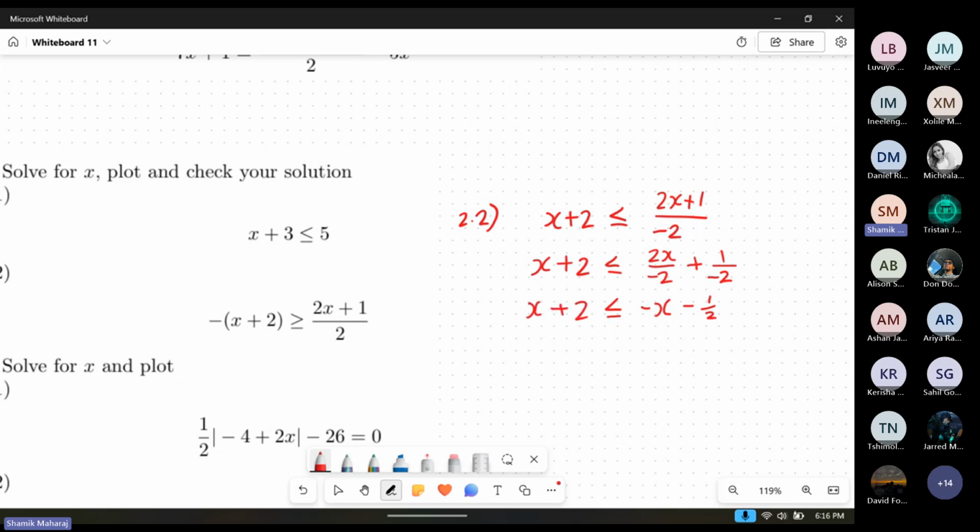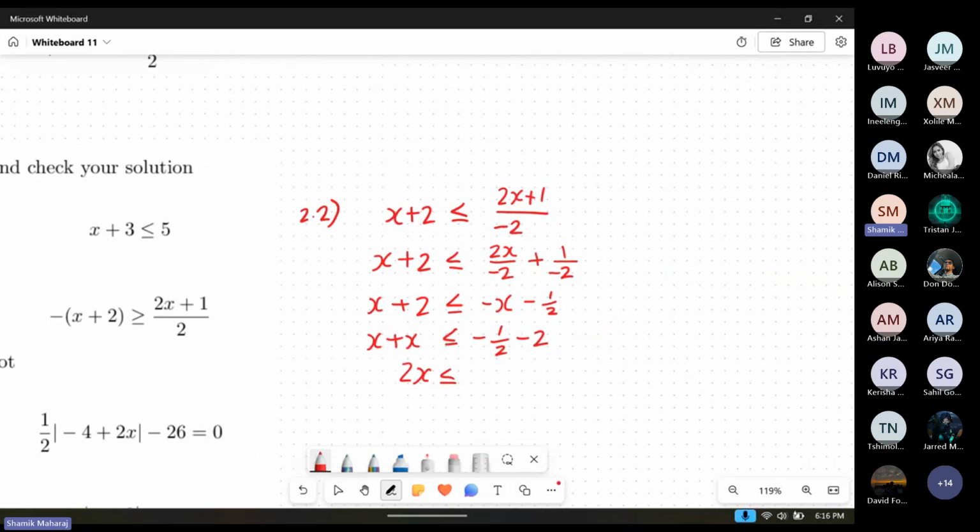Plus 2. Is this going to be another weird one that cancels? No, it's not, thankfully. Okay. So I can bring the x from the right to the left, and this becomes x plus x. I can take the 2 from the left to the right, and it becomes negative 2. Okay, so we're going to get a decent number here. I hope this is going to become 2x on the left, and this is going to become negative half minus 2. Let me just work that out on this side quickly.